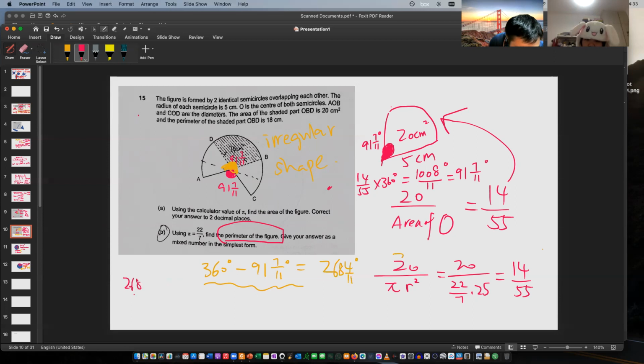2684 over 11 degree over the 360, because I want to find out what is the fraction of this. Okay, what's the fraction of this? Then I times, I need to find what? I need to find the perimeter, right? So I times the 2 pi r, the entire circle. Then I will get this part already.